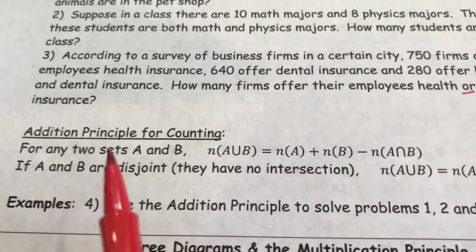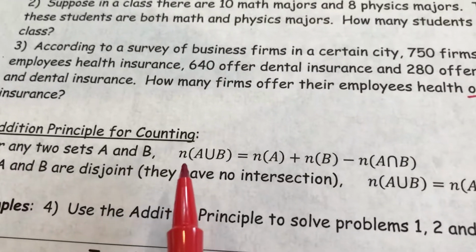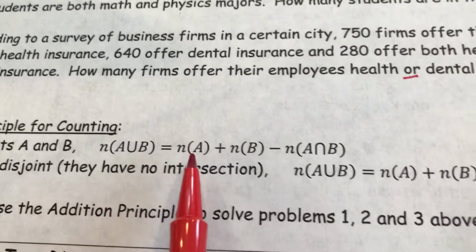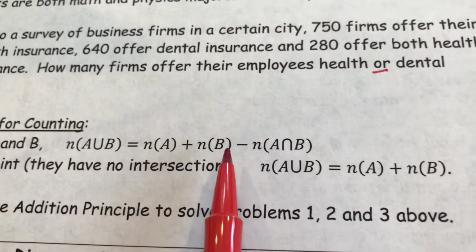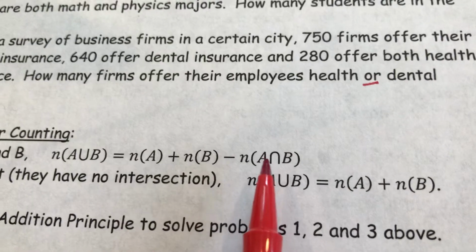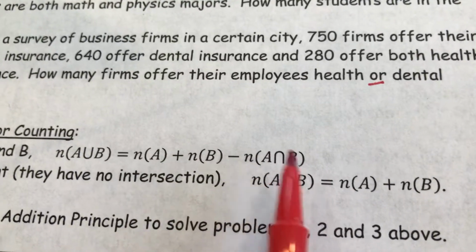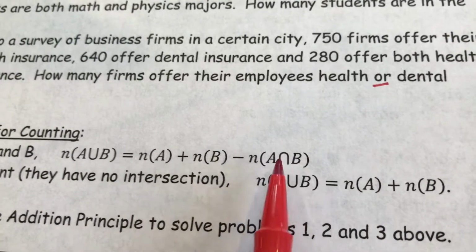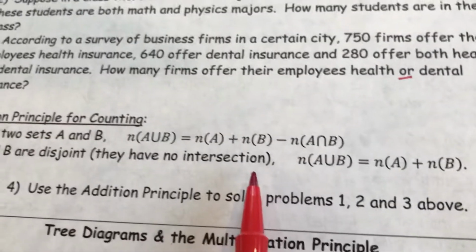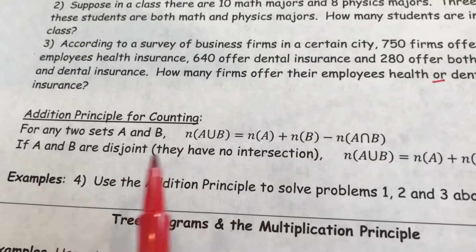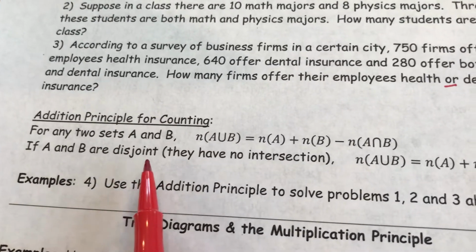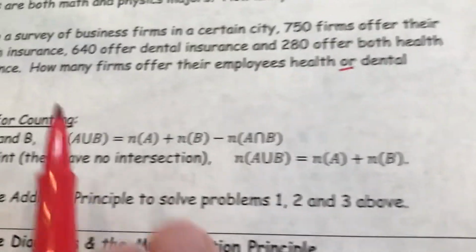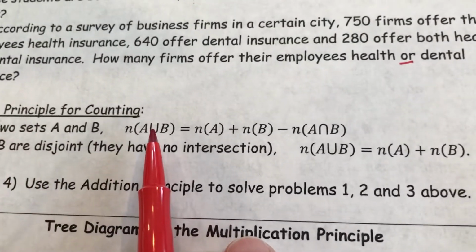For any two sets A and B, the number in A union B is equal to the number in A plus the number in B minus the number in A intersect B. So we add up the two sets and subtract their intersection. Now this second part, you can always use that, but the second part says if they're disjoint, you can just add the two sets together. So we're just going to always use the first part.